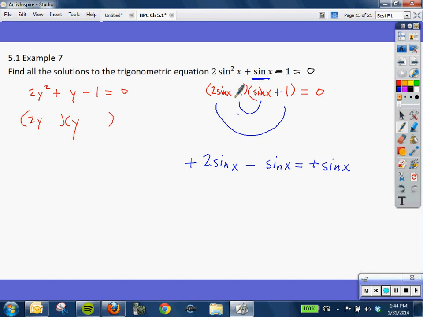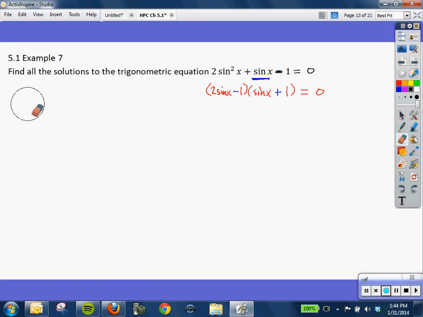In order to get the minus sign, I need this 1 here to be minus. So let's go ahead and take our factors and set them equal to 0, and then we're going to solve for the angle value. On the left factor, if we set that equal to 0, we're going to end up with sine x equals 1/2. On the right factor, if we set that equal to 0, we're going to end up with sine x equals -1.